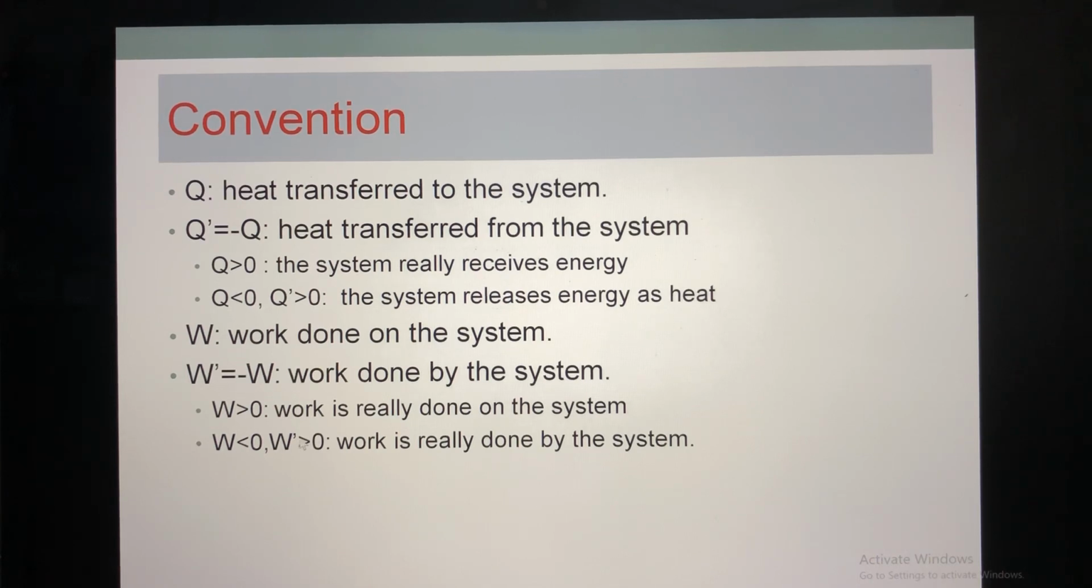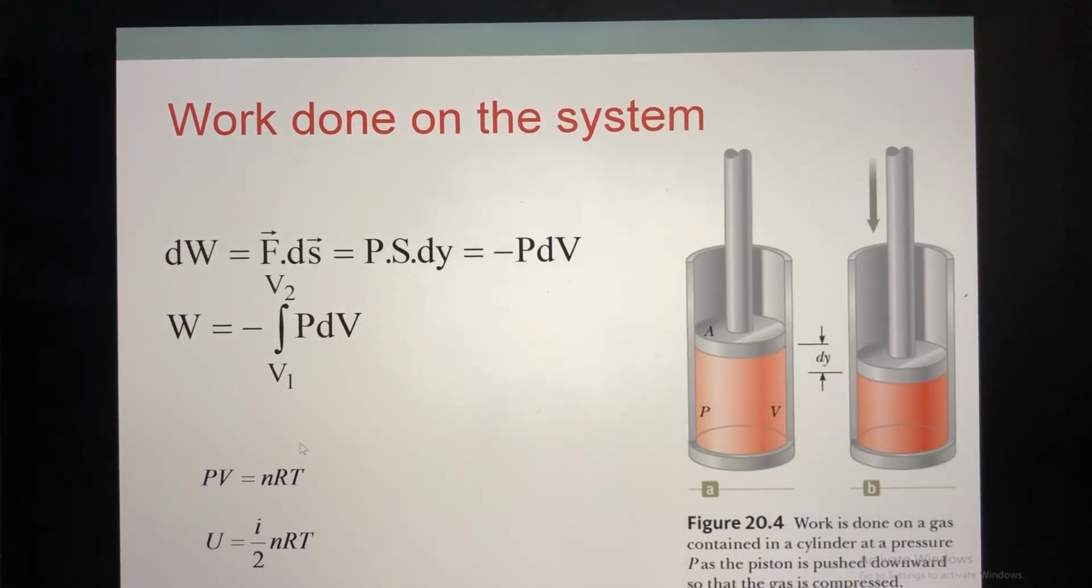And here is the formula to calculate the work done on the system. That means something or someone outside the system performs a work for the system. So we call that one the work done on the system, okay? In this case, you calculate it this way. The work equals minus the integral from V1 to V2 of P dV.